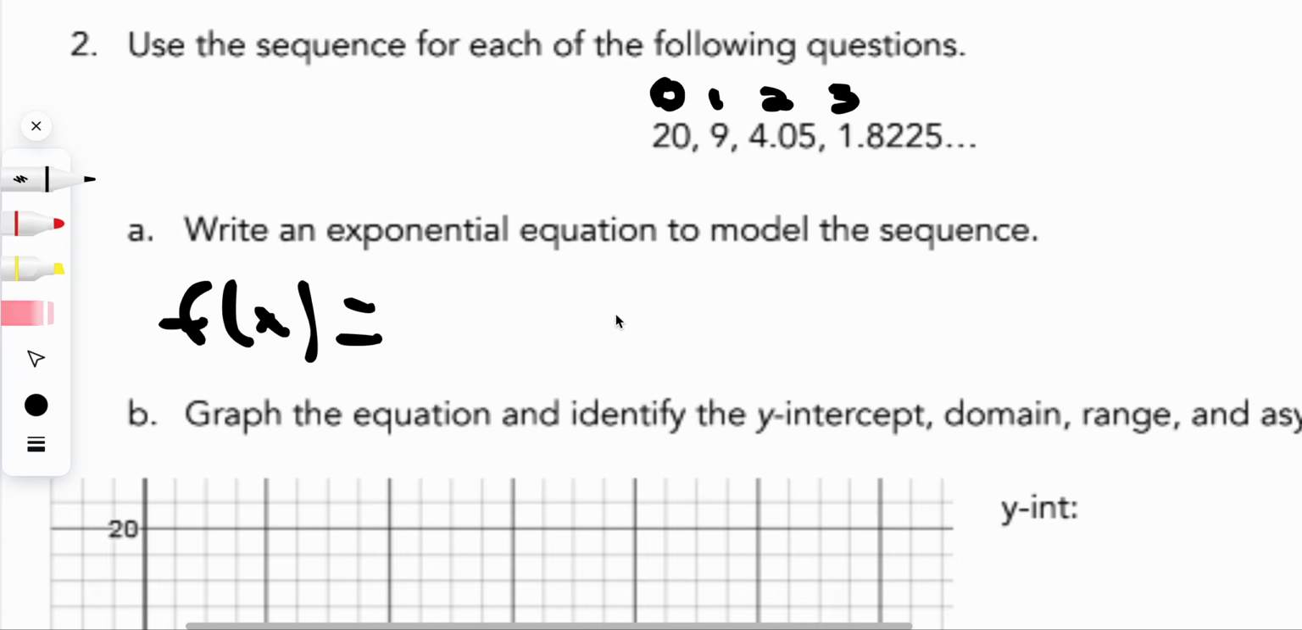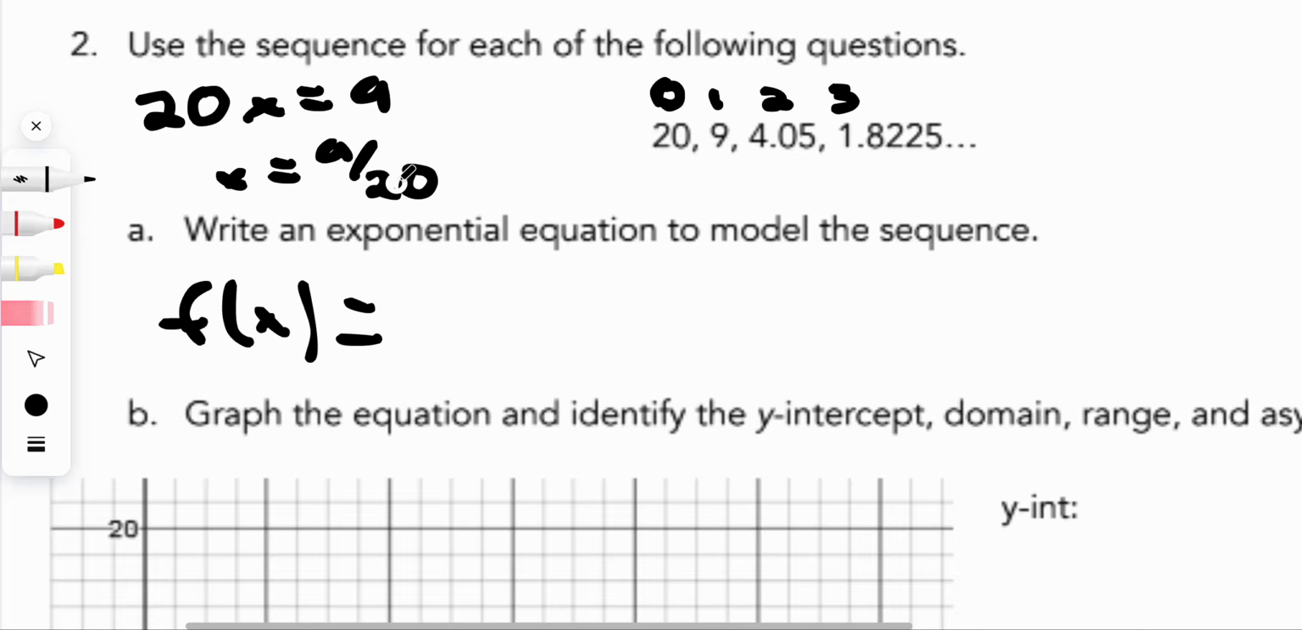So for here, what's our growth rate, or what's our decay rate? This is getting smaller each time. So what do we have to multiply 20 by to get to 9? 20 times x equals 9. If we just do some simple algebra, divide both sides by 20, we get 9 over 20.